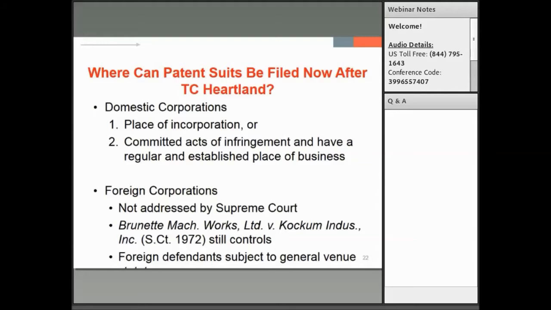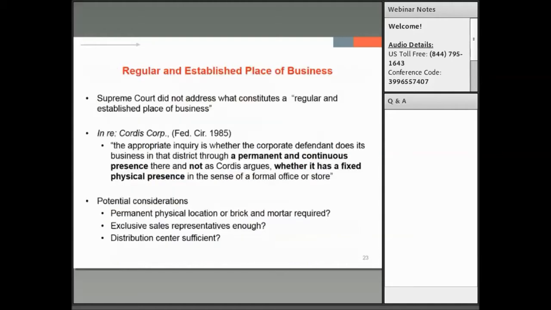Now, the Supreme Court did not specifically address foreign corporations in TC Heartland, but in general, the Federal Circuit's prior decision in Princeton Digital from 2012 still controls, and that says that foreign defendants are subject to the general venue statute and can still be sued in any federal court where they are subject to personal jurisdiction.